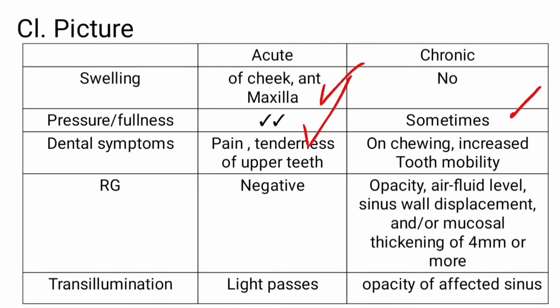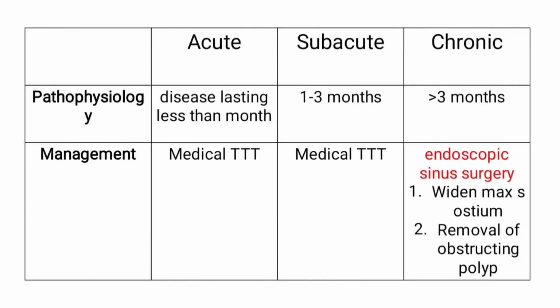Transillumination, as we'll discuss later, is done by application of light over the facial surface of the sinus. The light will pass due to clearance of the sinus in the acute condition, while in the chronic condition with accumulation of secretion, there will be opacity or obstruction of the light passage through the sinus. So we can divide acute maxillary sinusitis as a disease lasting less than 1 month, while the subacute condition is a disease lasting from 1 to 3 months, and the chronic one extends more than 3 months.